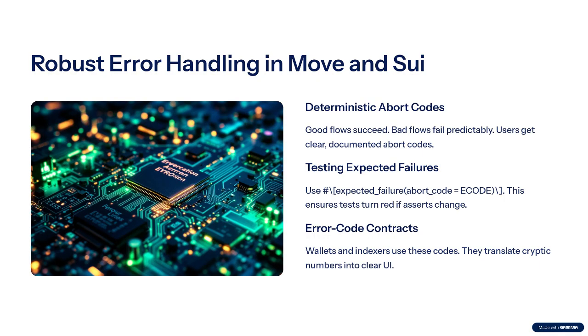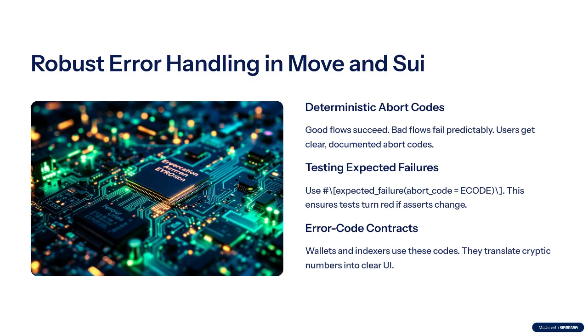A healthy suite proves not only that good flows succeed, but that bad flows fail in the right way. Maybe your cap is missing, maybe total supply would overflow. Either way, the user should get a deterministic, well-documented abort code. Mark those cases with #[expected_failure(abort_code = ECODE)]. If future refactors accidentally change or remove the assert, the test turns red and your CI blocks the merge.